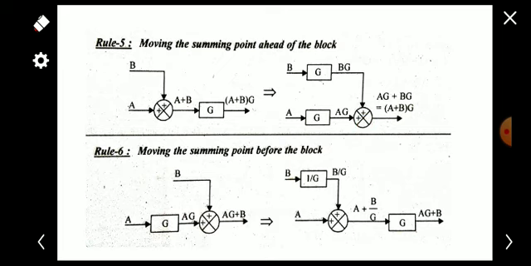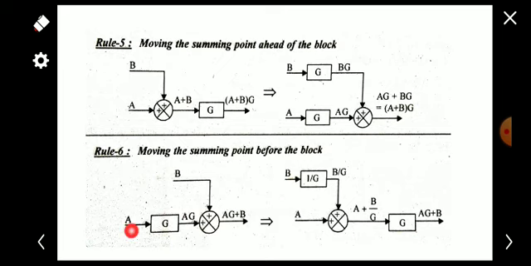So we should add an extra block G here in the same line of B, so that it becomes BG and AG, and we will get the output as A plus B into G. The two values are the same. So if we are moving the summing point ahead of the block, we have to add a G in the line of B. And the next one is moving the summing point before the block. If you are moving the summing point before the block, what happens?